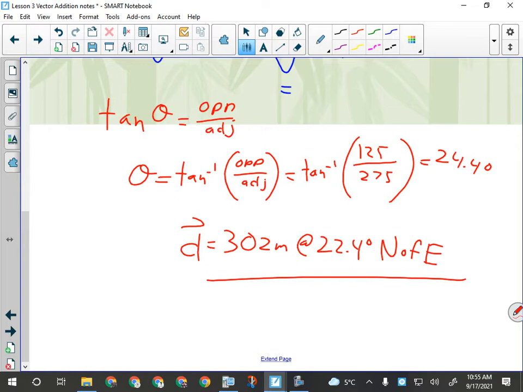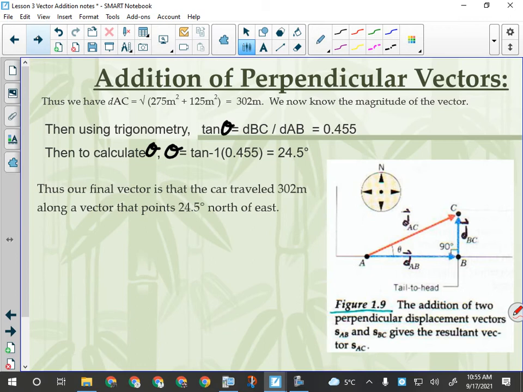Questions on how that one worked? You wrote down 22.4 degrees. It's 24.4 degrees. I have not had all of my coffee yet. That's my story, and I'm sticking to it. I'm not senile. What was I talking about?